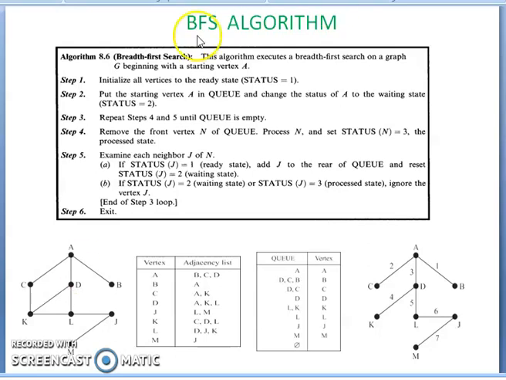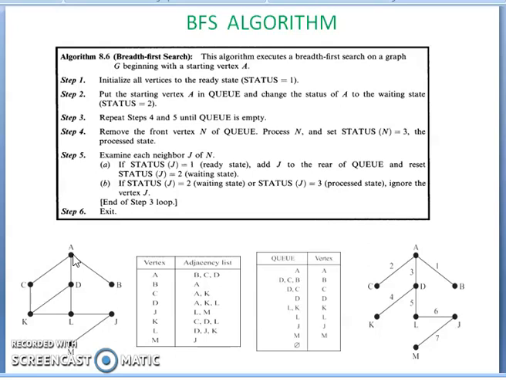Now I want to explain the BFS algorithm by using the Queue data structure. First, what are the steps in the BFS algorithm? Step 1, initialize all vertices to the ready state. So each and every vertex is in ready status, so the status is equal to 1. There are 3 statuses for each vertex.